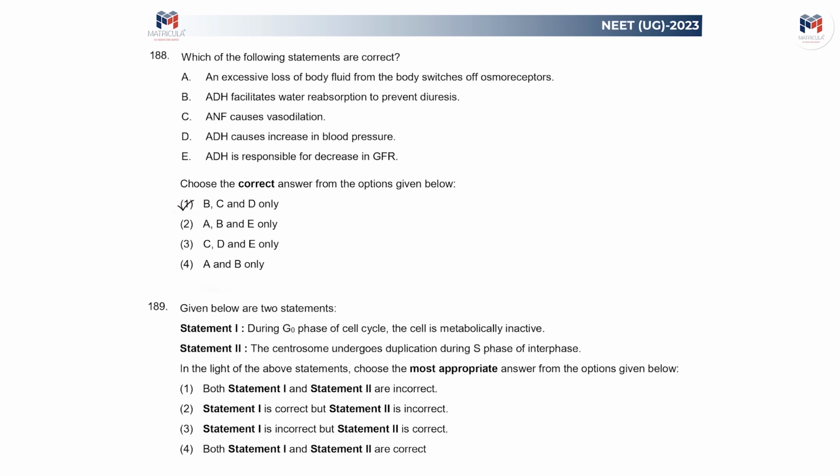Question number 189. Given below are two statements. Statement 1. During G0 phase of cell cycle, the cell is metabolically inactive. Statement 2. The centrosome undergoes duplication during synthesis phase of interphase. In the light of the above statements, choose the most appropriate answer from the options given below. The answer is option number 3. Statement 1 is incorrect but statement 2 is correct.